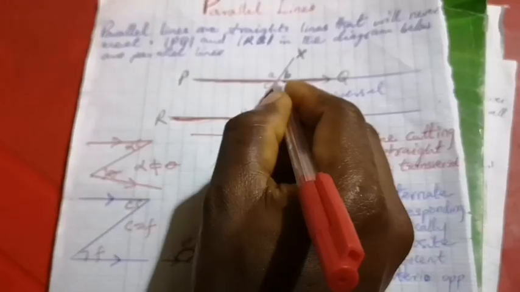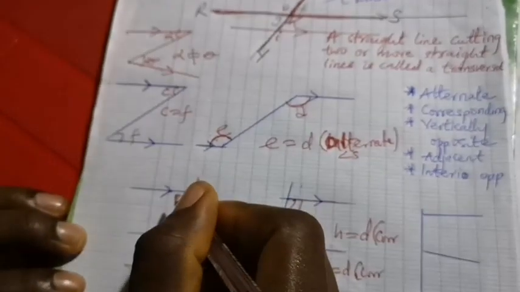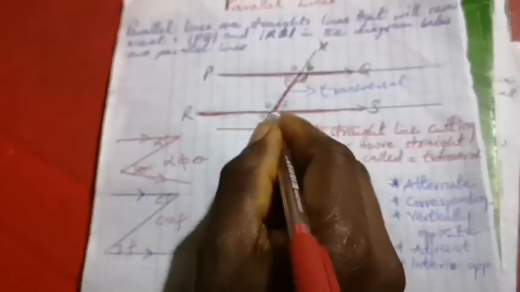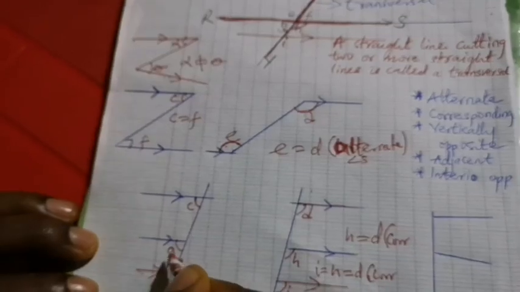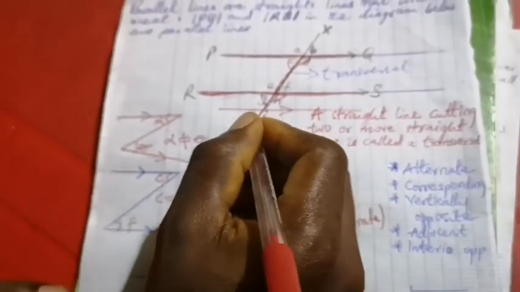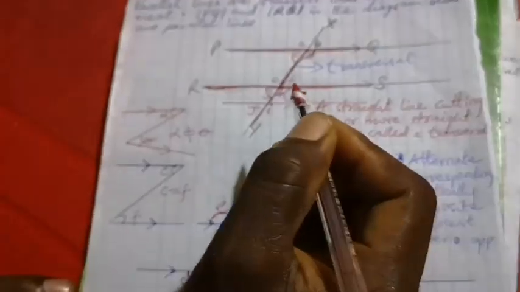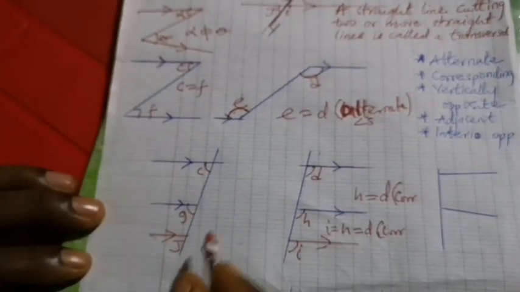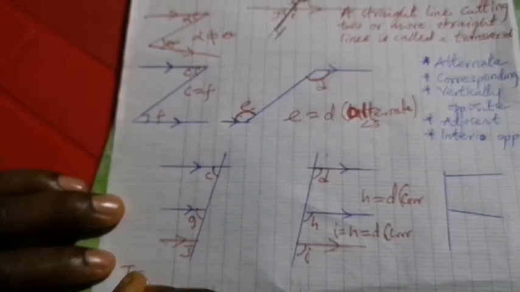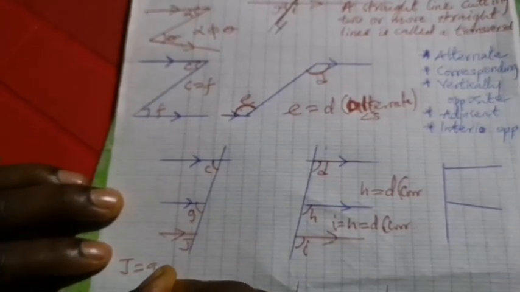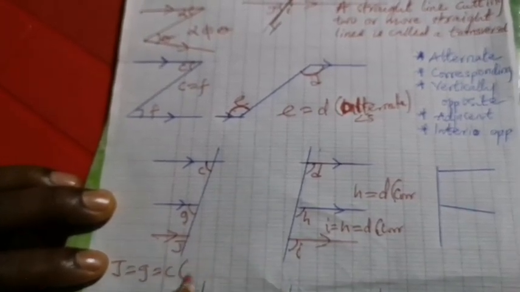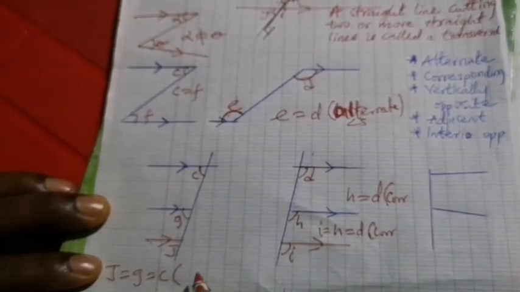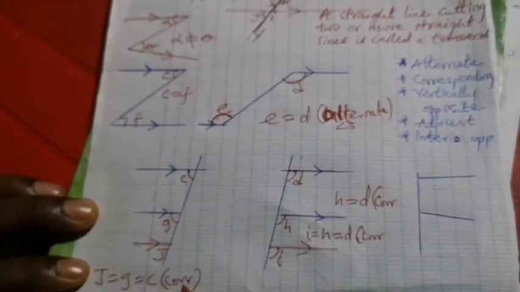So having traced this thing, now this angle from here is here. See? Then look at this angle from here is G. And if I put J here, then this angle from here is J. So that means that J is equal to G and is equal to C. And the reason is corresponding angles. Okay? That is the reason.